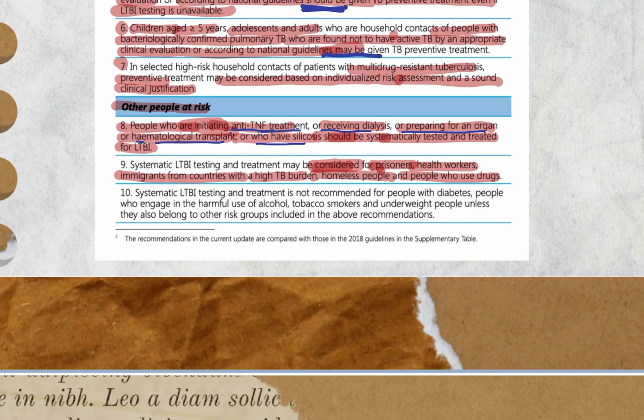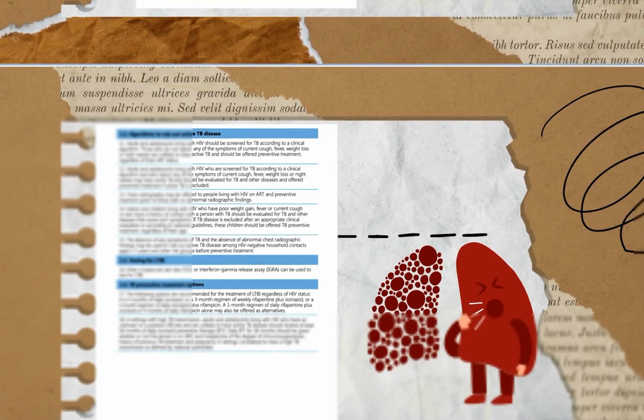Next point: systematic latent TB testing and treatment is not recommended for people with diabetes, people who engage in harmful use of alcohol, tobacco smokers, and underweight people unless they also belong to another risk group included in the above recommendations. So it's very clear: it is not recommended in diabetes, people who engage in harmful use of alcohol, tobacco smokers, or if they are underweight. Moving on.